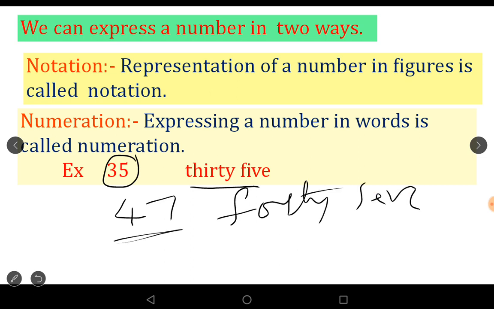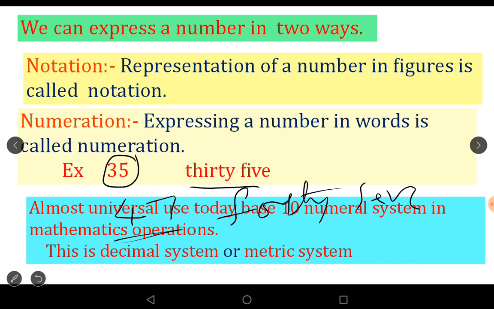The base 10 numeral system is almost universally used today in mathematical operations. This is the decimal system or metric system. In the Indo-Arabic or international system, only 10 digits are used: 0, 1, 2, 3, 4, 5, 6, 7, 8 and 9. This system is called the decimal system.